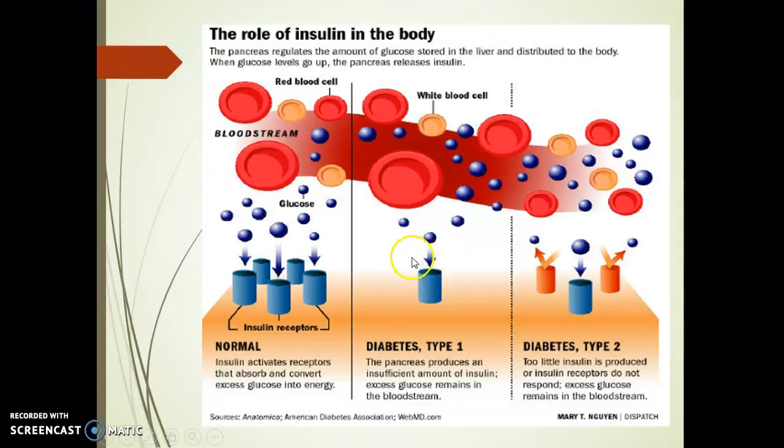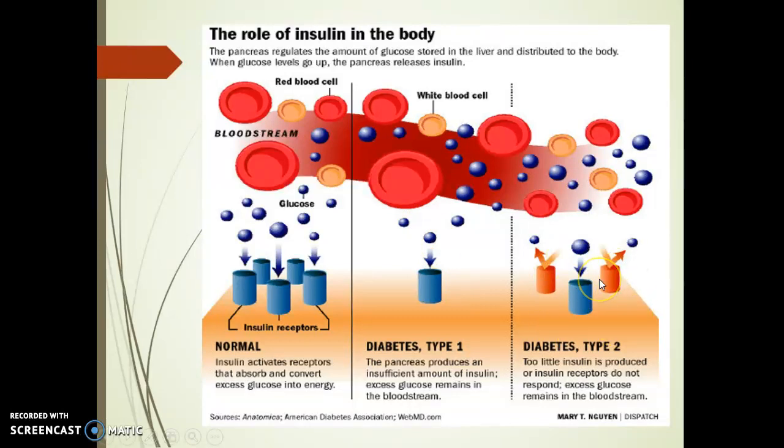But with diabetes type 1, the pancreas does not produce enough of these insulin hormones, so it cannot keep up with the amount of glucose in the blood to decrease it and keep it at a safe range of 60 to 120.